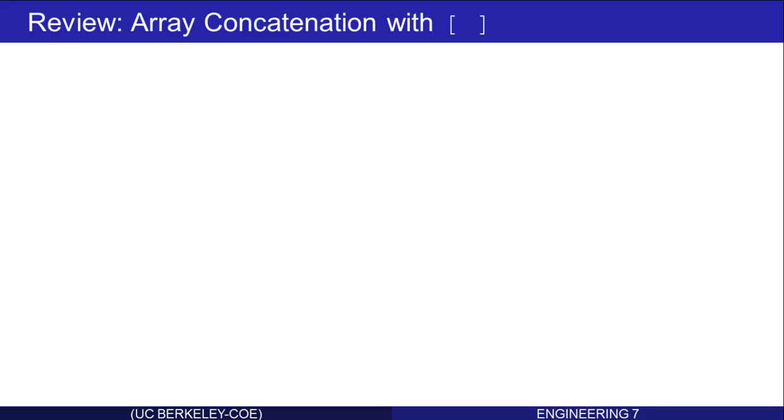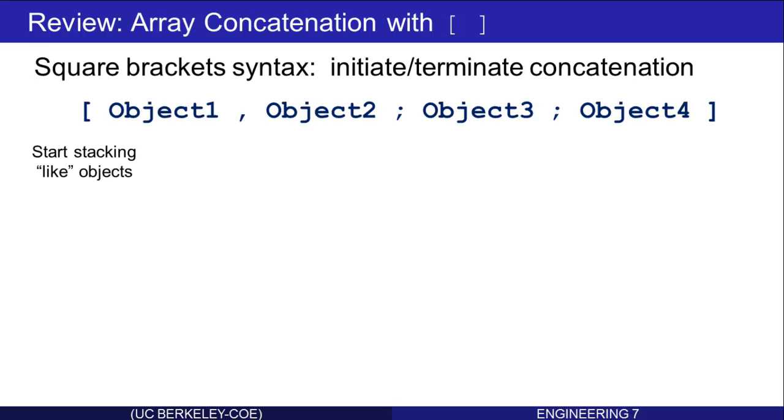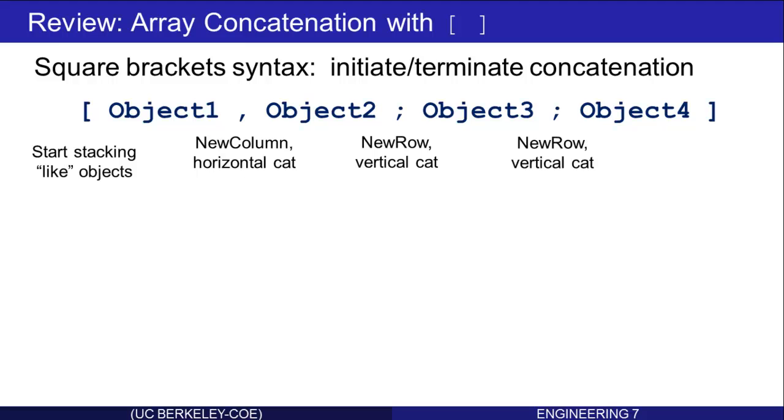The square bracket syntax also allows for vertical and horizontal concatenation in one operation. Let's remember how that works. Here, the initial square bracket starts the stacking of the objects. Commas indicate horizontal concatenation, new columns. Semicolons indicate vertical concatenation, new rows. And finally, the closing square bracket terminates the concatenation, creating a new object of the same class.